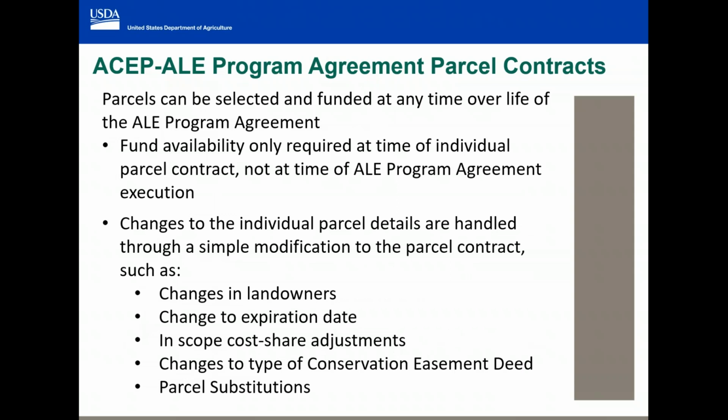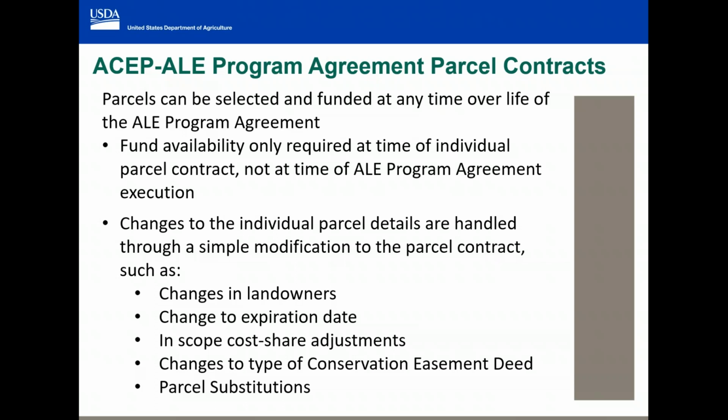So it means that parcels can be selected at any time over the life of the agreement. Once the agreement's entered into, the parcel selection and funding can begin relative to allocation cycles and ranking sign-up periods and things of that nature. So the fund availability is associated with the parcel contract, and then if there are changes to the individual parcels, they're handled through a modification process.